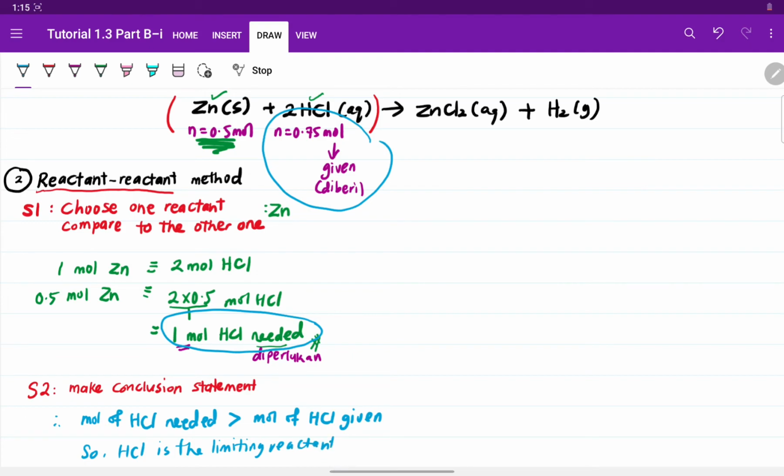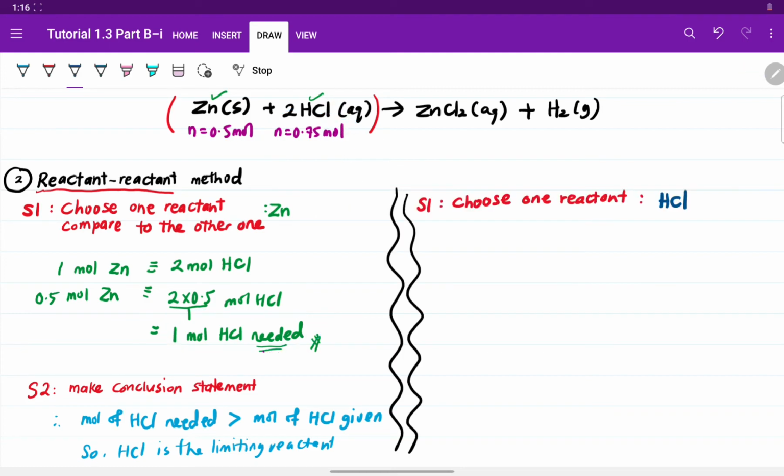Okay, nampak tak dekat sini? 2 step, tapi bila awak nak buat conclusion statement, okay, ada banyak yang awak kena check dekat sini. Okay, yang ini kalau kita pilih zinc. Okay, saya tunjuk lagi satu calculation. Okay, yang mana kita pilih pula HCl.